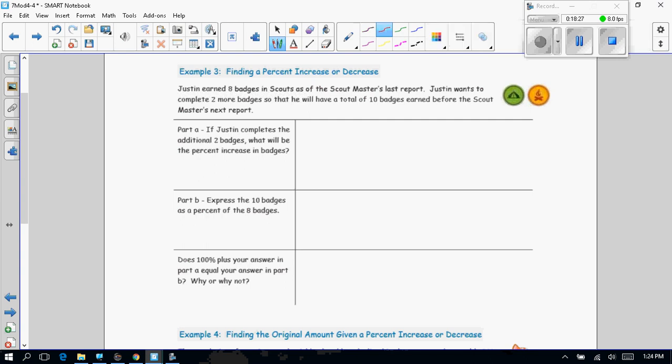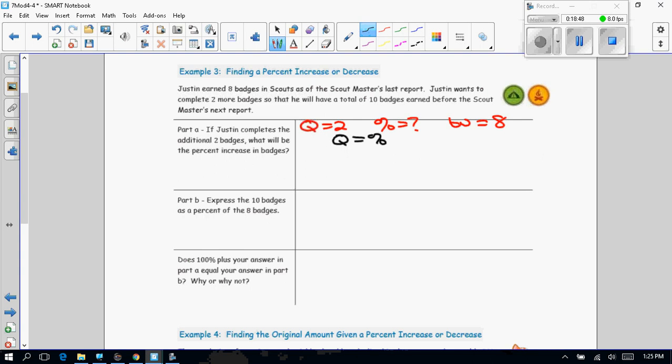All right, so the 2 is our quantity. Our percent is what we don't know. And the whole, in this case, starts with 8, right? He's starting with 8. We can't say how many he wants at the end. All right, so let's just go ahead and plug this in.